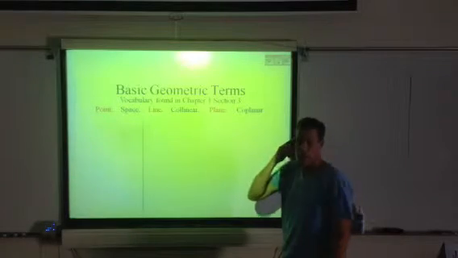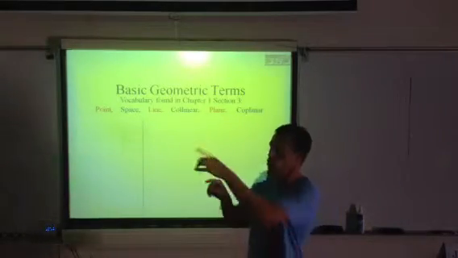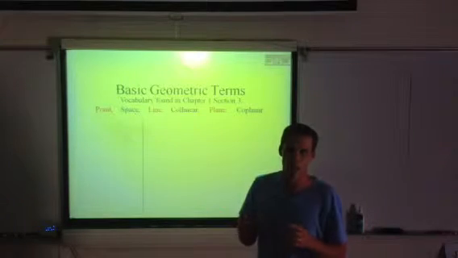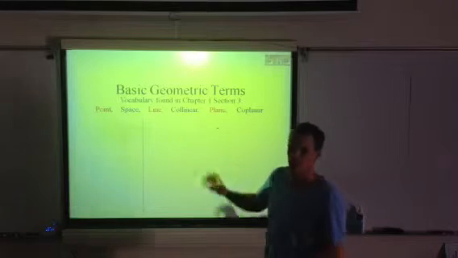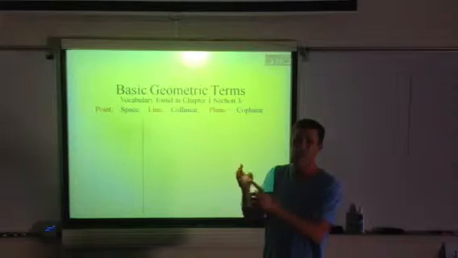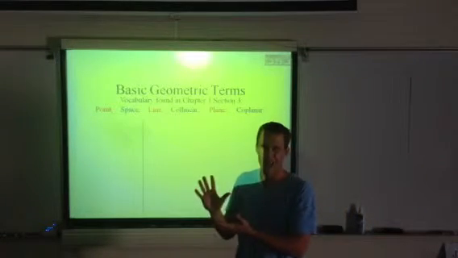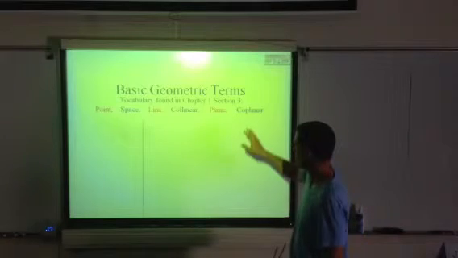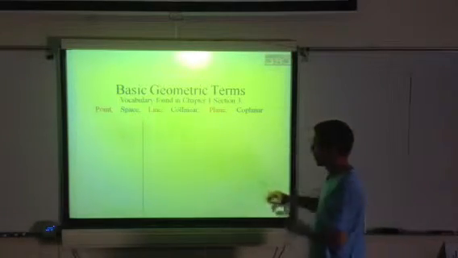And then coplanar. Now coplanar, we're not just talking about points. It's not just whether these 3 dots are all on a plane or whether or not these 20 dots are all on the whiteboard. Coplanar is any set of points, lines, rays, segments, any single-dimensional figure, whether they lie all on the same plane. So coplanar, points, lines, and segments that lie on the same plane. Alright, so let's get started.